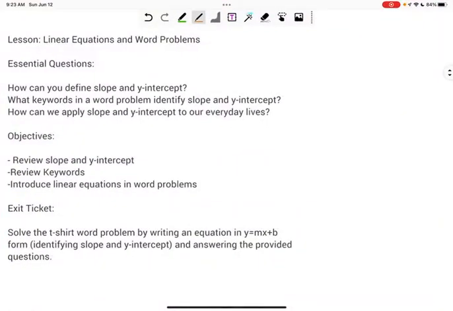In this lesson, we will discuss linear equations and word problems. Our essential questions will be, how can you define slope and y-intercept? What keywords in a word problem identify slope and y-intercept? How can we apply slope and y-intercept to our everyday lives?